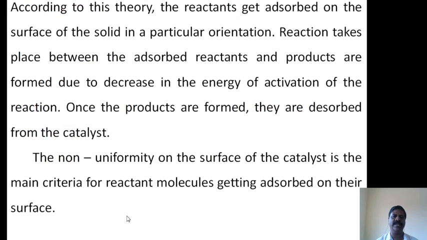According to this theory, the reactants get adsorbed on the surface of the solid in a particular orientation. The reaction takes place between the adsorbed reactants, and products are formed due to the decrease in energy of activation for the reaction. Once the products are formed, they are desorbed from the catalyst.